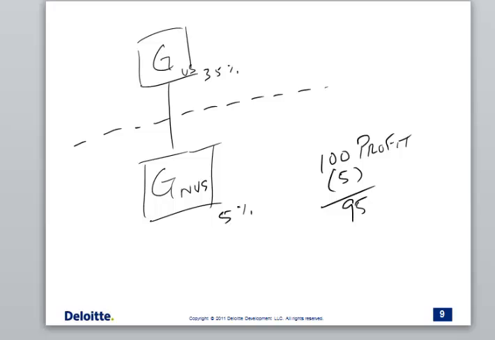So what happens if I want to give my money to my shareholders? I'm going to make a dividend from this entity to this entity, and then presumably I'll make a dividend up to the shareholders. Okay, well, we don't care about the top one, but what about this middle one? What happens here?